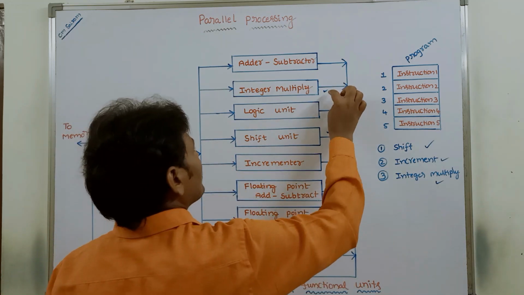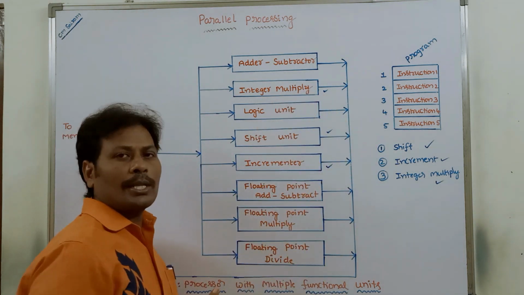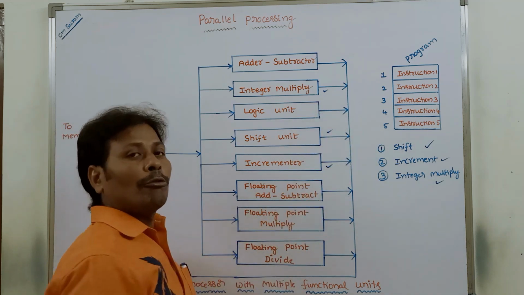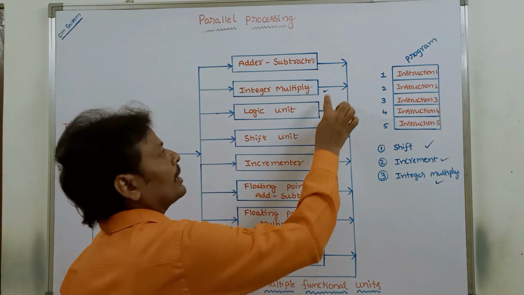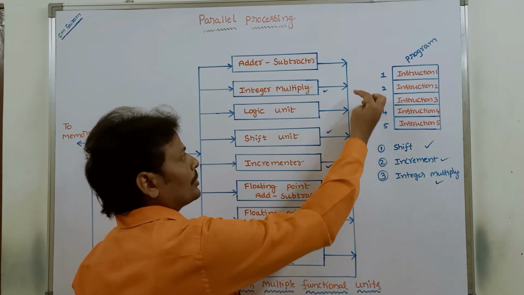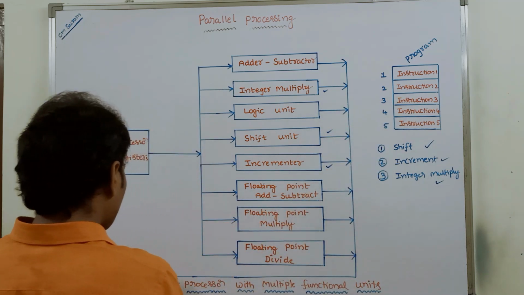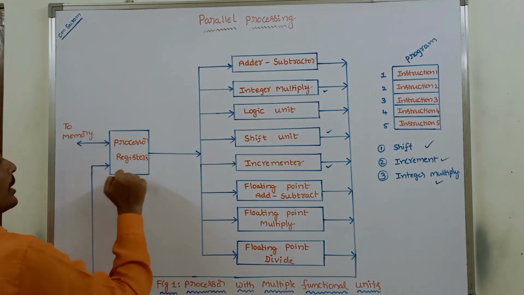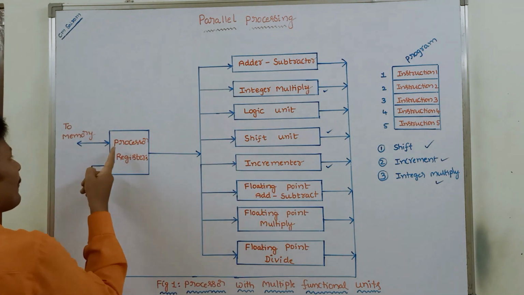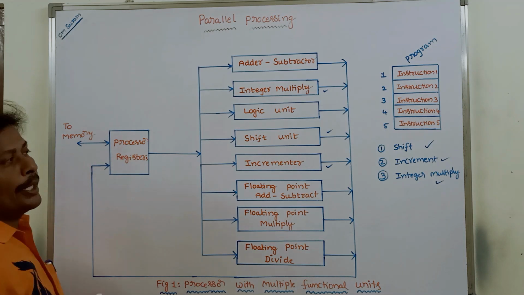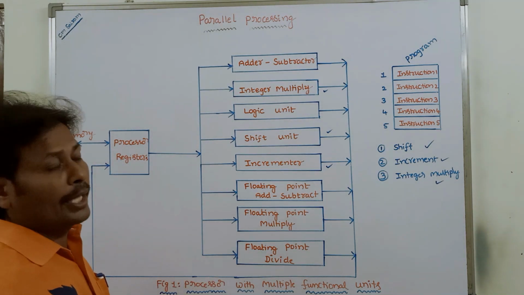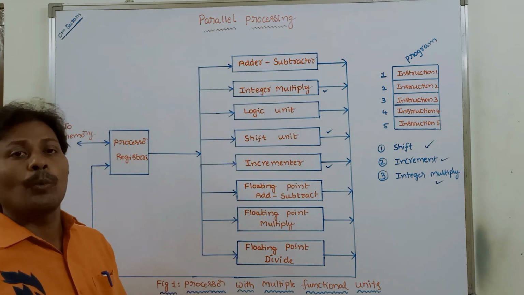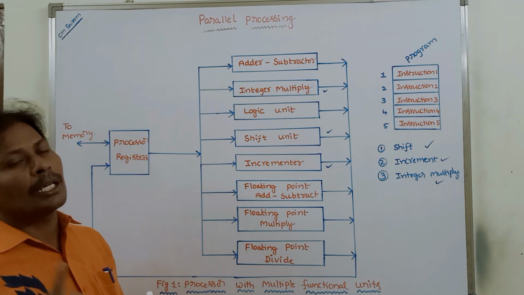Next, once all these 3 operations are completed in these 3 functional units, whatever the result we are getting, that result can be passed to this line. This line is connected to processor registers. First, the results are stored in the processor register. After that, the results are stored into the memory. Okay. To coordinate all these activities, we are using a single control unit.